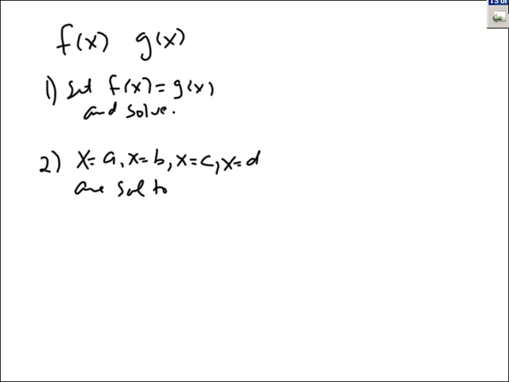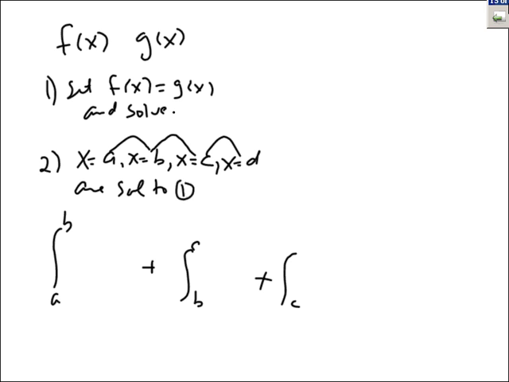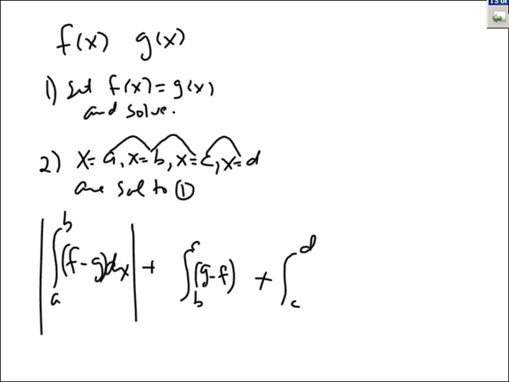Our solutions to 1. So what you need to do is you need to integrate from a to b, plus from b to c, plus integrate from c to d. And you either do f minus g or g minus f. It won't matter because you're going to take the absolute values. If you wrote f minus g there, you can do g minus f here. It doesn't matter. But I wouldn't, because now you're going to have to do two different subtractions. I would definitely be consistent.